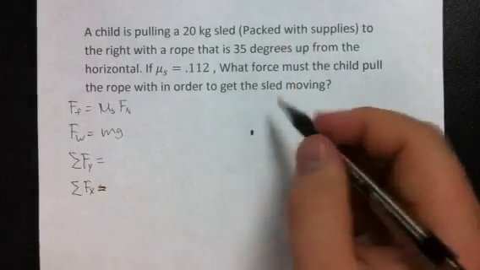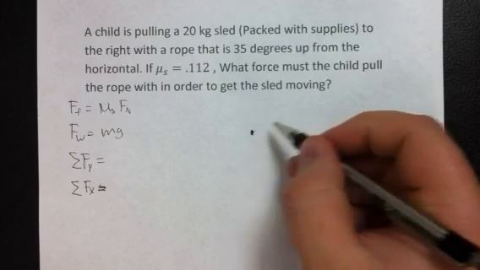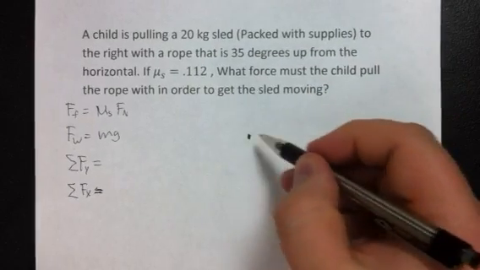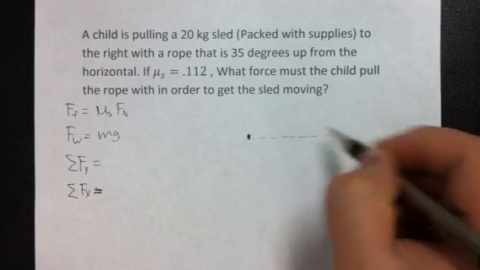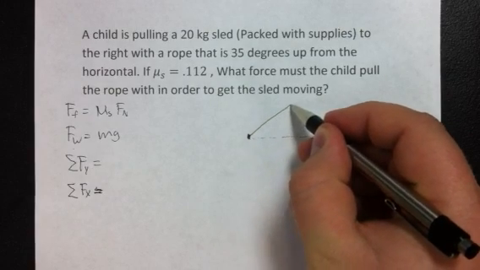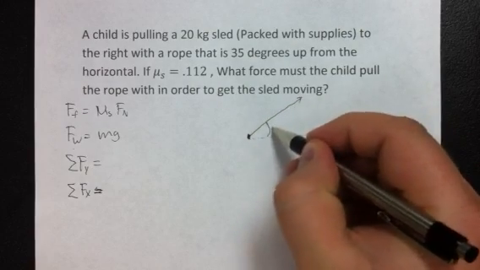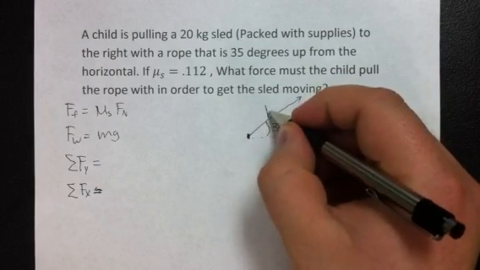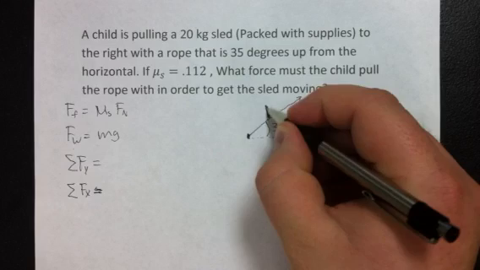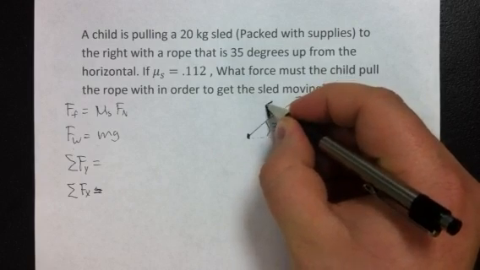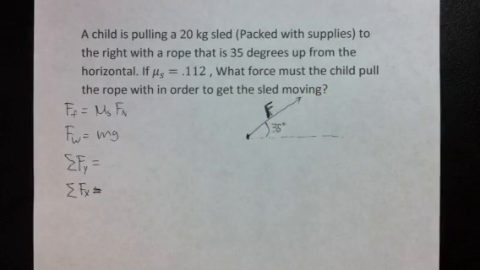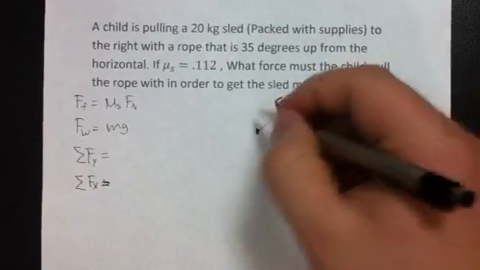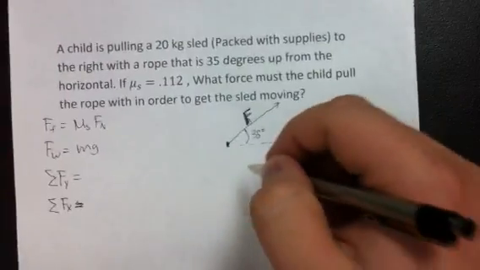The force that the child is going to apply is going to be 35 degrees up from the horizontal. The horizontal will be here. So we're going to draw 35 degrees. And we want to know what this force is going to be, which I called H, but we'll call it force. Okay, now, what other forces are acting on this point?